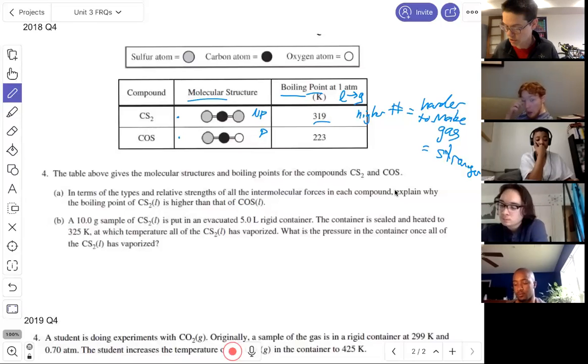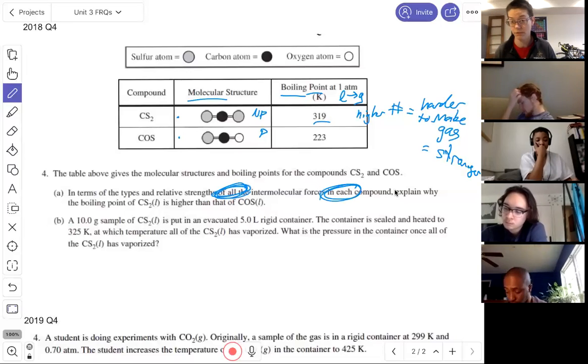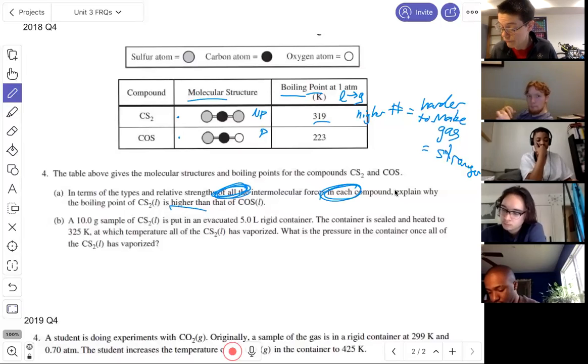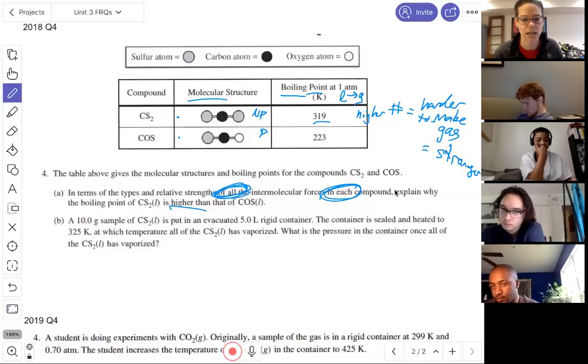Now the text of the question says, in terms of the types and relative strengths of all the intermolecular forces in each compound, explain why the boiling point of CS2 is higher than that of COS. So clearly there must be multiple points assigned. Some of those points are in that first phrase: identify all the molecular forces in each compound. So start there and then explain the second part, which we identified over here on the right.